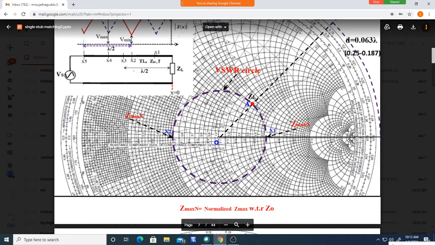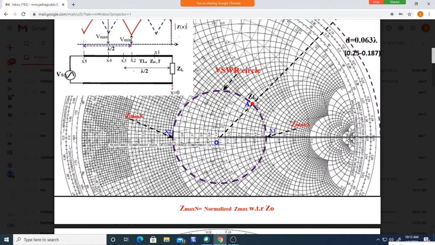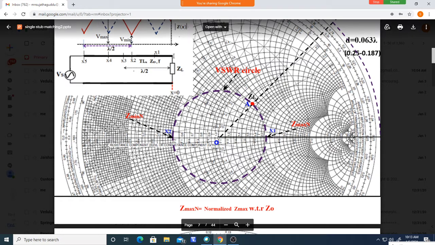You start from this load point and stop wherever this VSWR circle intersects the right side of the chart. Measure the distance from here to here, and read the impedance here. Actually the reactance is 0 here, and the impedance value may be 2.2 or 2.66 or something, I don't know. You read that value. So that is the impedance at this position, at this distance x1.